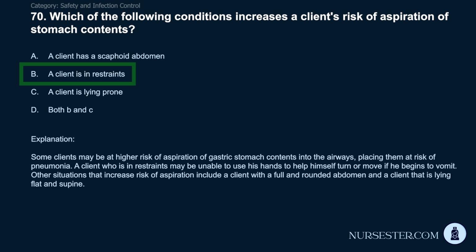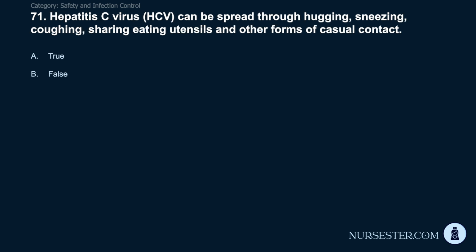Some clients may be at higher risk of aspiration of gastric stomach contents into the airways, placing them at risk of pneumonia. A client who is in restraints may be unable to use his hands to help himself turn or move if he begins to vomit. Other situations that increase risk of aspiration include a client with a full and rounded abdomen and a client that is lying flat and supine.